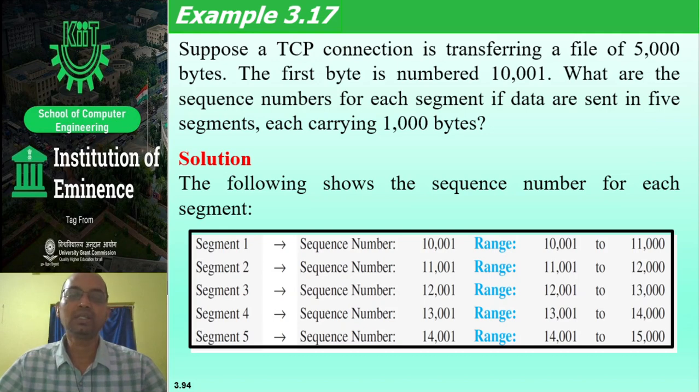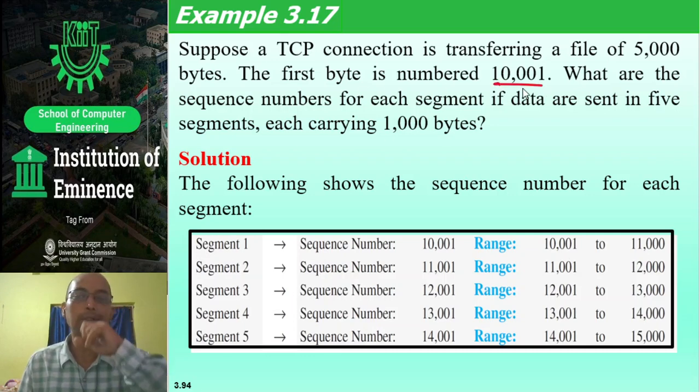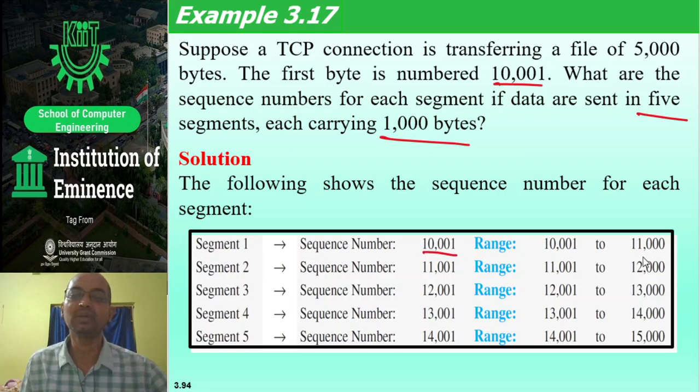Let's start with how TCP uses the sequence number. In this TCP connection, we want to transfer 5000 bytes, and the initial sequence number, called ISN, is 10001. What are the sequence numbers of each segment if the data is sent in 5 segments? 5 segments means each one is 1000 bytes, starting with 10001. So the first segment's range will be from 10001 to 11000, because each segment is 1000 bytes. The second will be from 11001 to 12000, and so on.